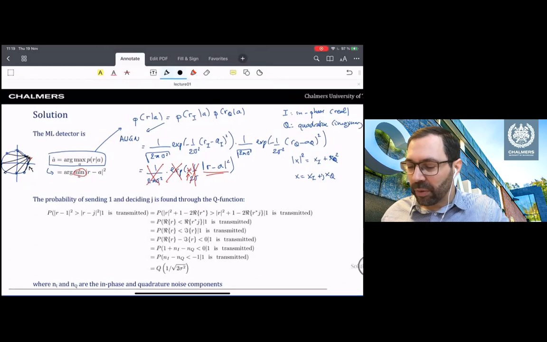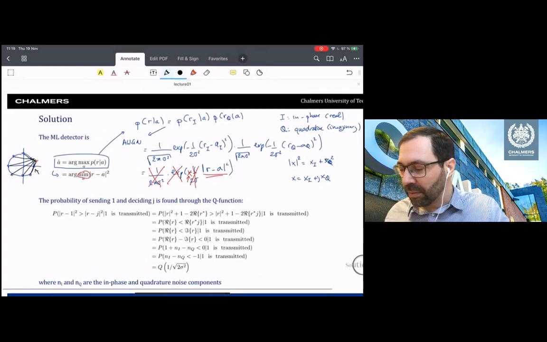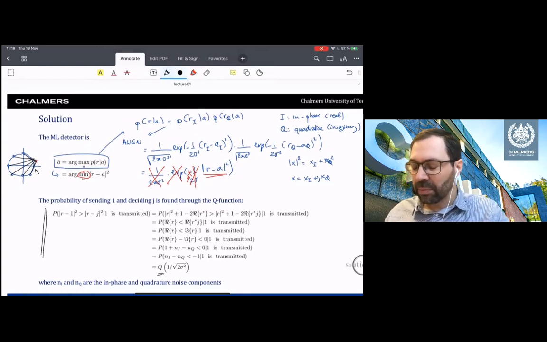Right, and there's also this problem of making a mistake, and I recommend that you go through this yourself. It is not very hard, but it shows how these Q functions are used. It depends on the Euclidean distance between these 2 points as well. So you can actually compute the probability of sending any point and making the mistake of determining any other point.